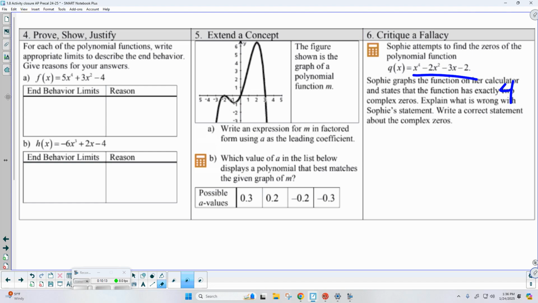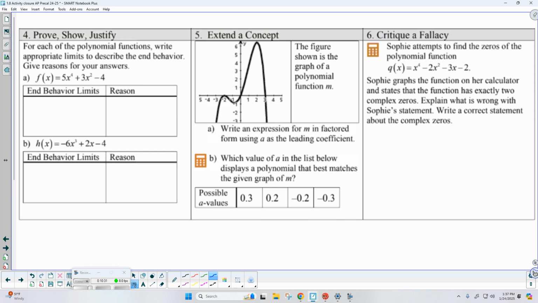All right, what's next? That's 2 down, 2 to go. 5. Let's look at 5. Okay, so the figure shown is the graph of the polynomial function m. So A, write an expression for m in factored form using A as the leading coefficient.